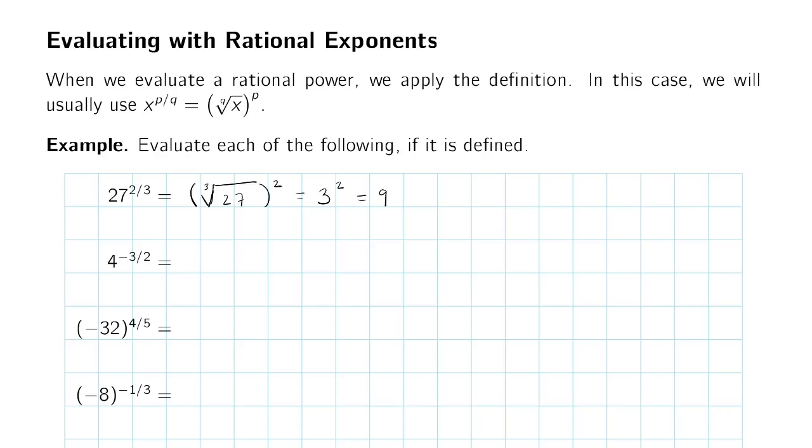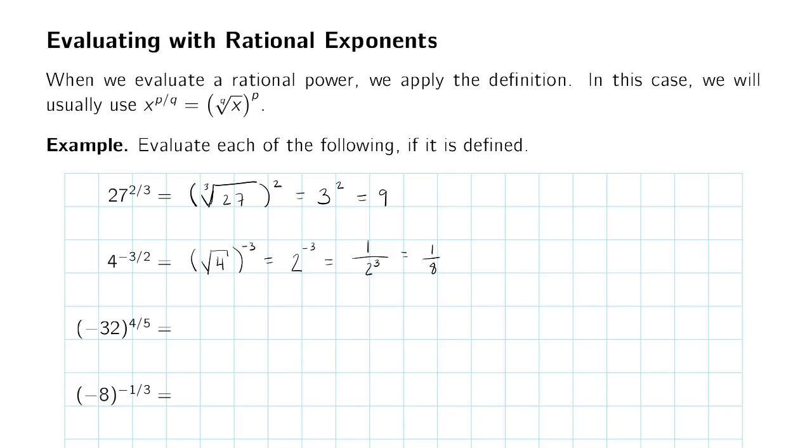If we have 4 to the negative 3/2, that's the square root of 4 to the negative 3. The square root of 4 is 2, so we'll have 2 to the negative 3. That's 1 over 2 to the third, which 2 to the third works out to 8.